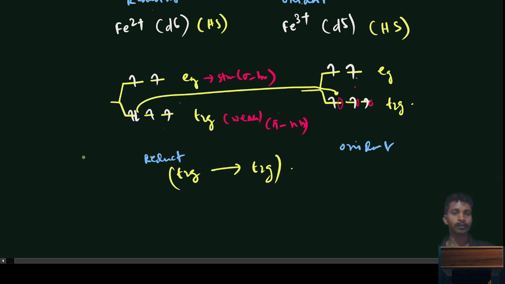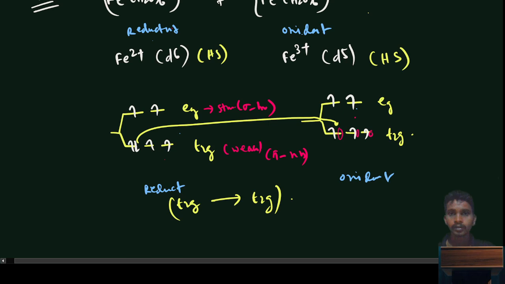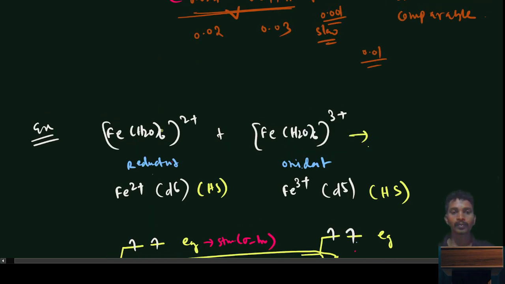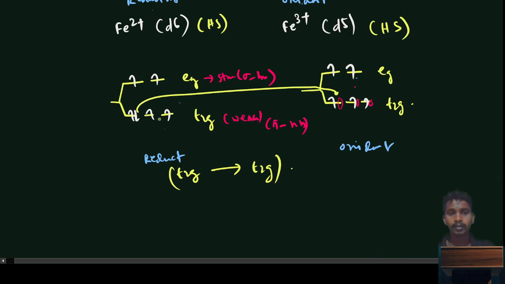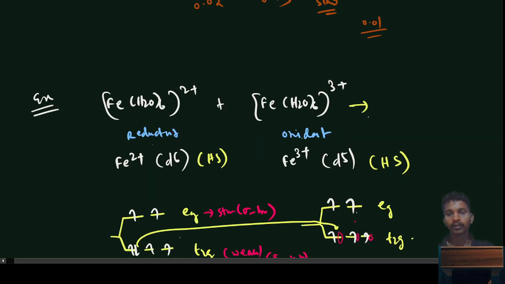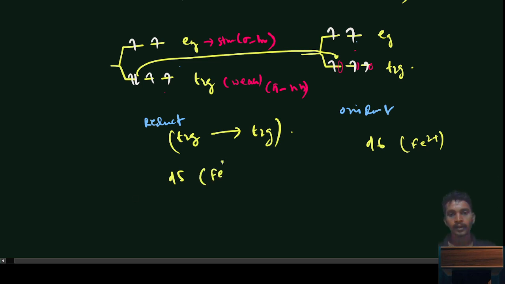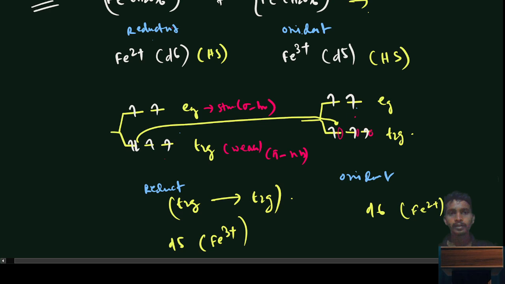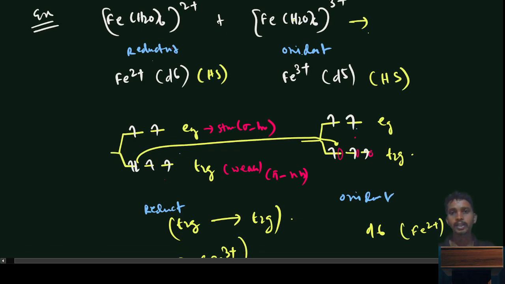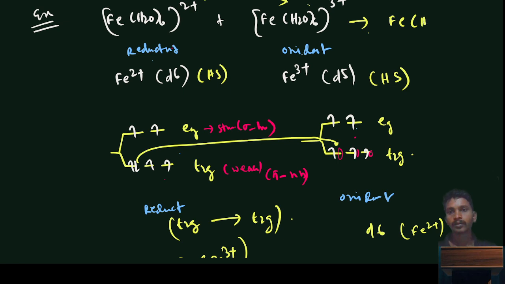Next we will look at another example. The electron transfer will happen, and after the transfer this is going to become D6 and this is going to become D5. D6 means it becomes Fe2+, and this becomes Fe3+. So the electron is transferred from here to here, and this becomes Fe(H2O)6 3+, and this becomes Fe(H2O)6 2+.